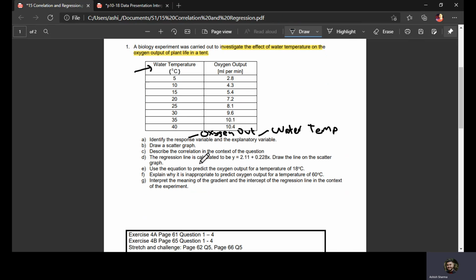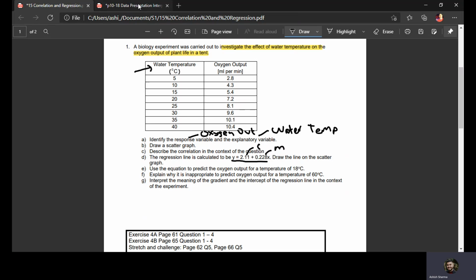Now, the regression line is calculated to be this: y equals 2.11 plus 0.228x. So what they've said is that they found the equation of the line of best fit. Now remember, this is a straight line equation. So if you look at this carefully, the number next to the x, that's your gradient. Okay, and the number here, 2.11 on its own, that's c, that's the y-intercept.